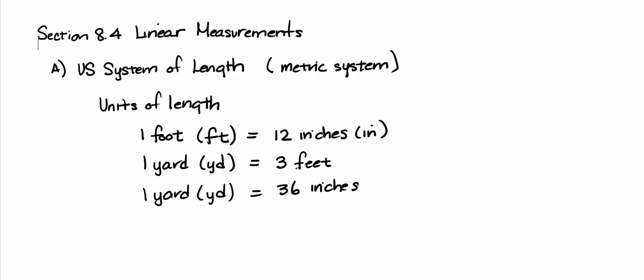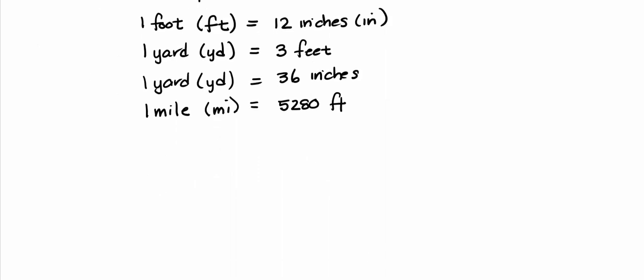And that makes sense, right? Because there's 3 feet in a yard and there's 12 inches in a foot. So there's 3 times 12 or 36 inches. 1 mile. And sometimes you'll see it abbreviated like MI. And that's 5,280 feet. Okay, so we talk about the concept of unit fractions, which we use to convert one unit of length to another.